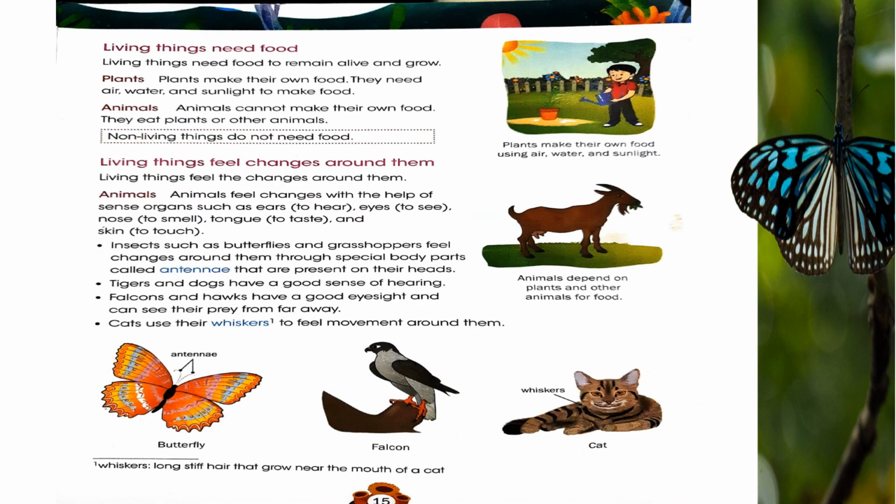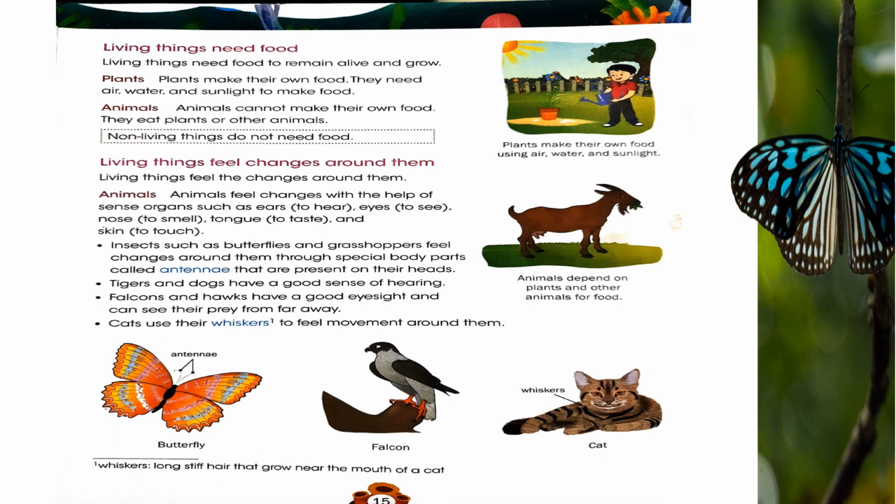Living things need food. Living things need food to remain alive and grow. Plants make their own food. They need air, water, and sunlight to make food. Animals cannot make their own food. They eat plants or other animals. And non-living things do not need food.